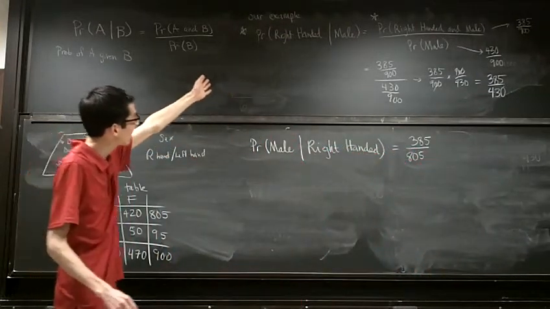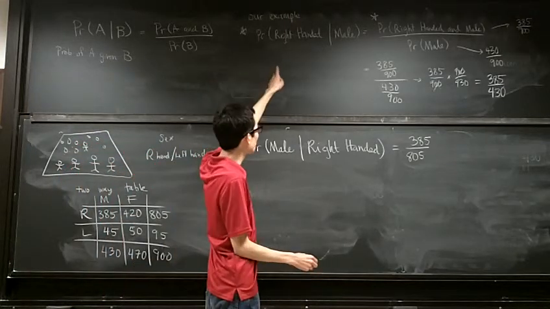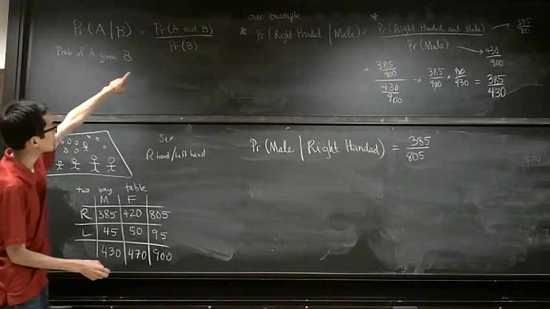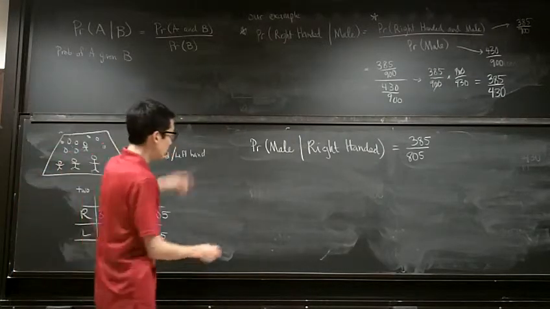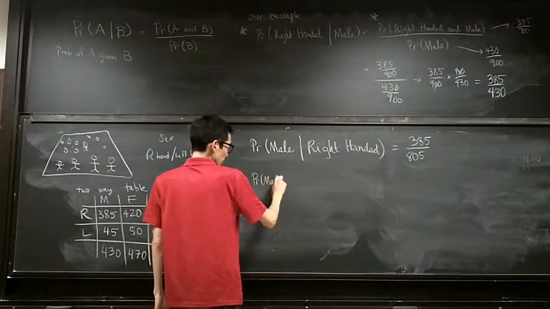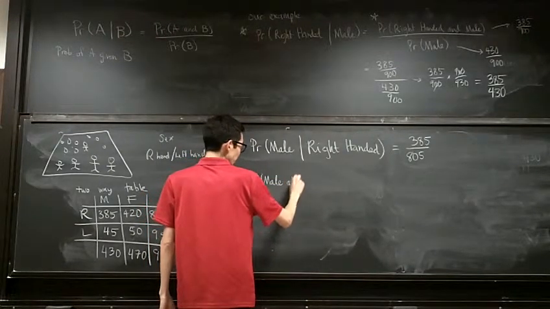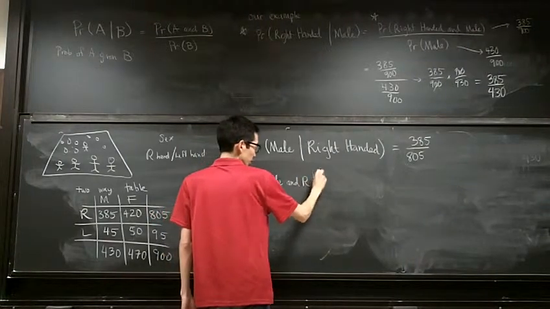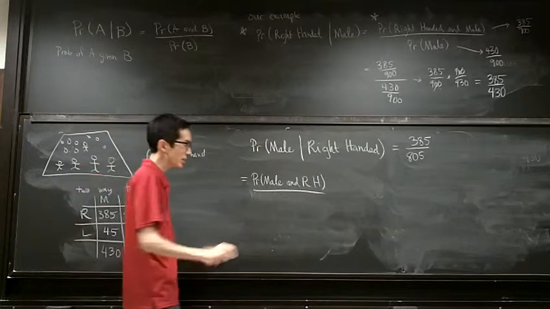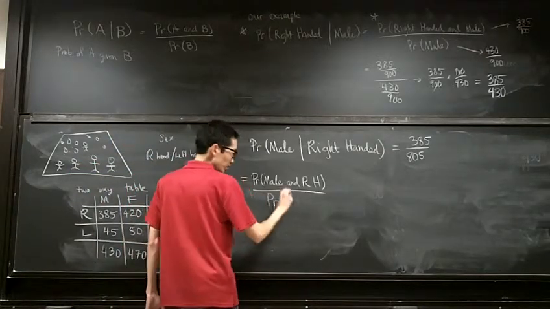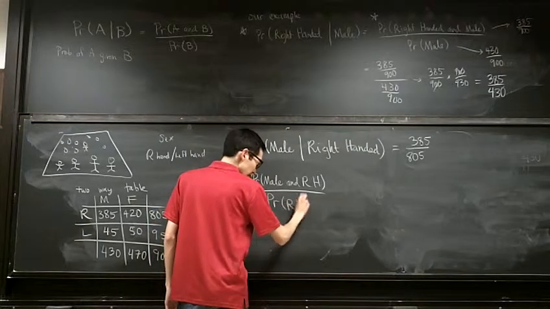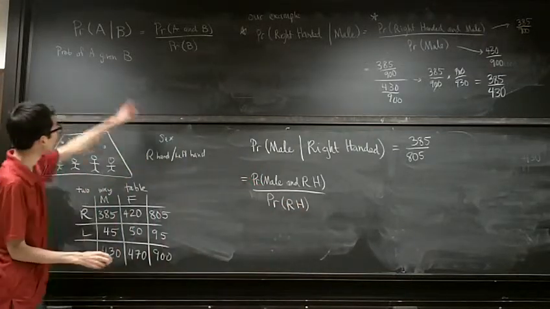We'll try this. So if we do the probability of male given right-handed, using A given B is equal to this and this and this, this would be equal to the probability of male and right-handed, which I'm going to abbreviate to RH, divided by the probability of right-handed. All I'm doing is this.